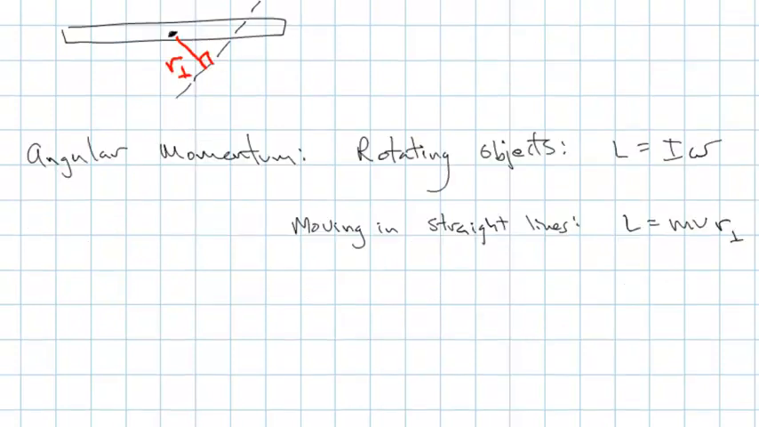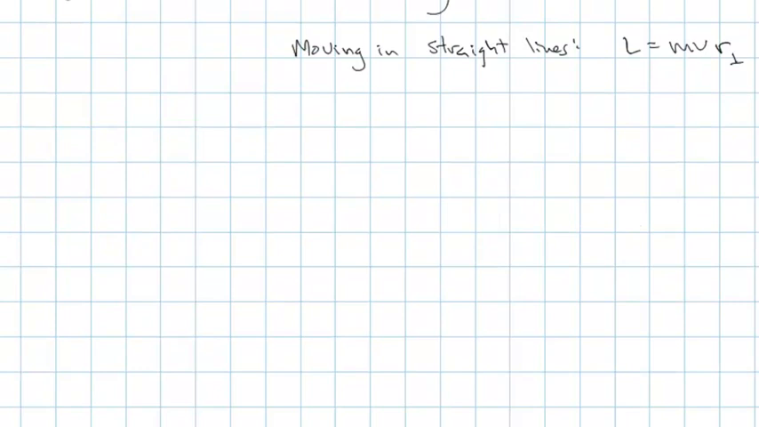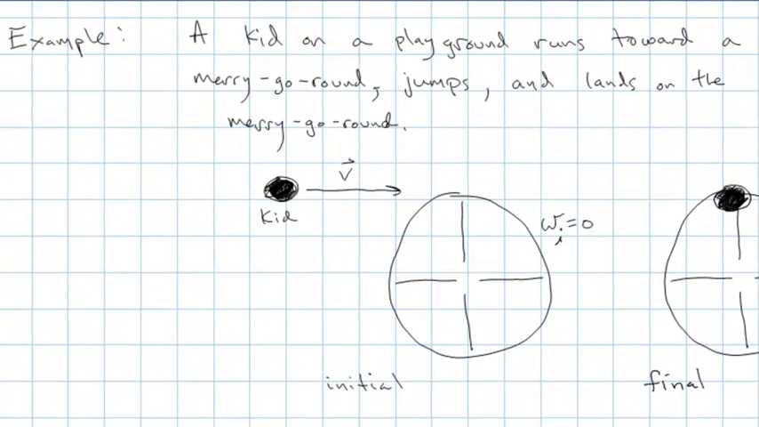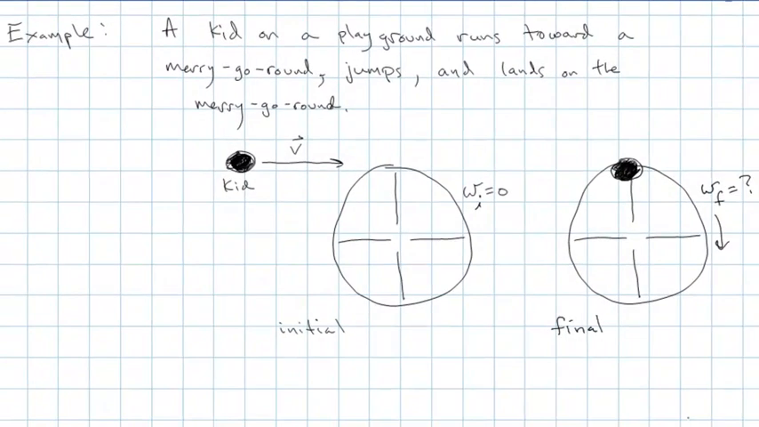Let's do a simple problem with angular momentum conservation where one of our objects is moving in a straight line initially. Let's do this example. A kid on a playground runs toward a merry-go-round, jumps, lands on the merry-go-round, grabs onto it, and causes it to spin. Maybe you remember these from when you were a kid. Initially, the merry-go-round is stationary, and the kid is running toward it, and afterwards, the system, the kid plus the merry-go-round, are rotating with some speed, omega final.